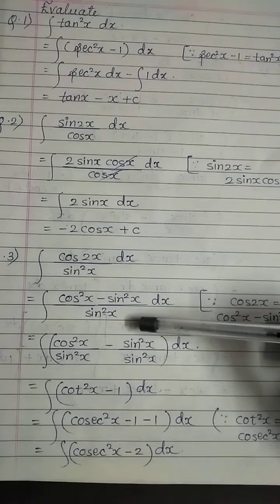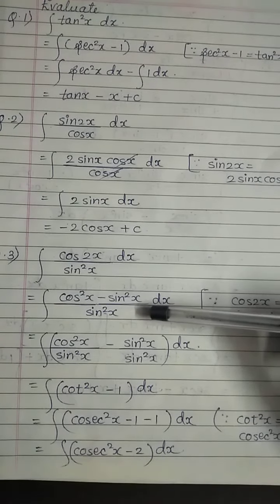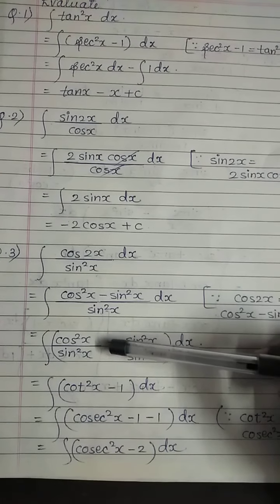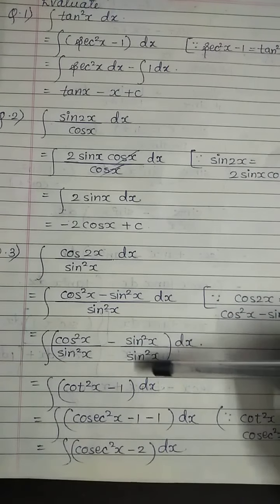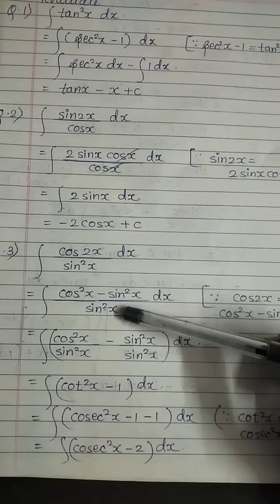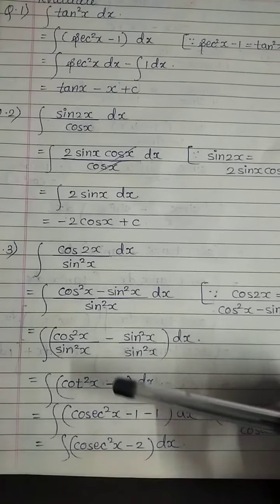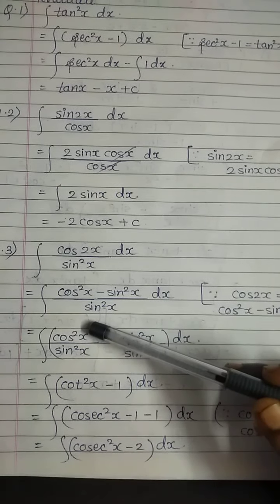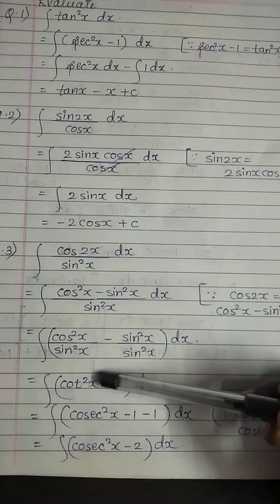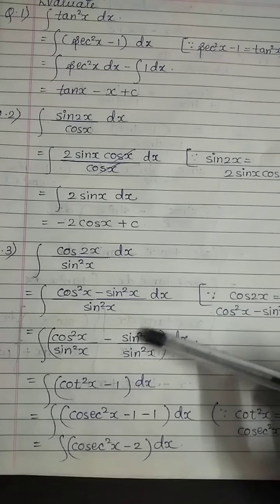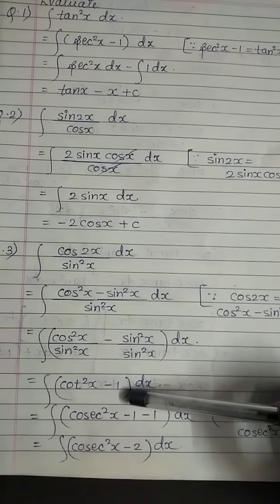dx. Now since sin square x is the common denominator for both the terms, here we will write cos square x upon sin square x minus sin square x upon sin square x dx. Means that common denominator we can write for both the terms. Now we know that cos upon sin is cot. So cos square x upon sin square x is nothing but cot square x. And for the second term, sin square x gets cancelled. So here we will get 1.